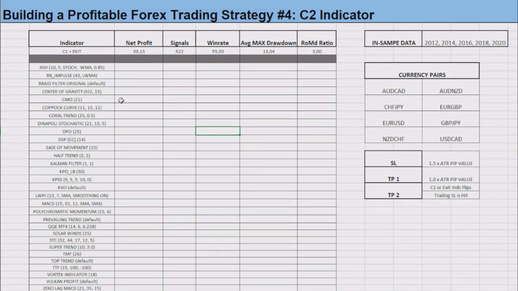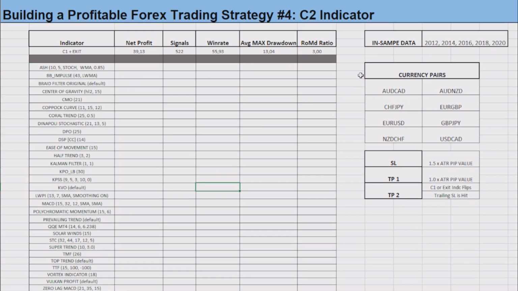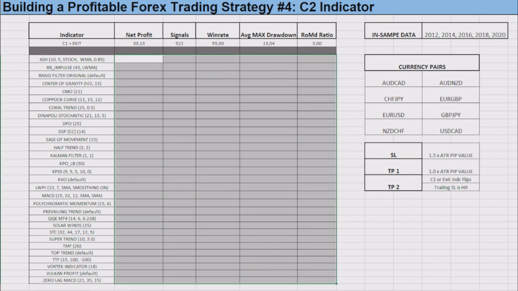Like on the other backtests from the other episodes, in this first backtest I'm going to perform it on a lot of different filter indicators, and I am going to use only the in-sample data of the 8 pairs I told you about in the first episode. And then I'm going to show you the results before moving forward to the out-of-sample test.